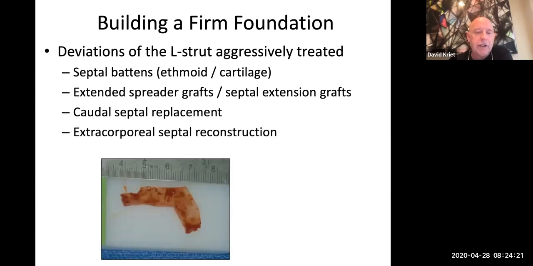And then also there's the extracorporeal septal reconstruction where you actually take the whole thing out, fashion a new piece, and then you suture this into the keystone area. Again, this is one of those times when things look a lot worse before they start to look better. So it can be done.